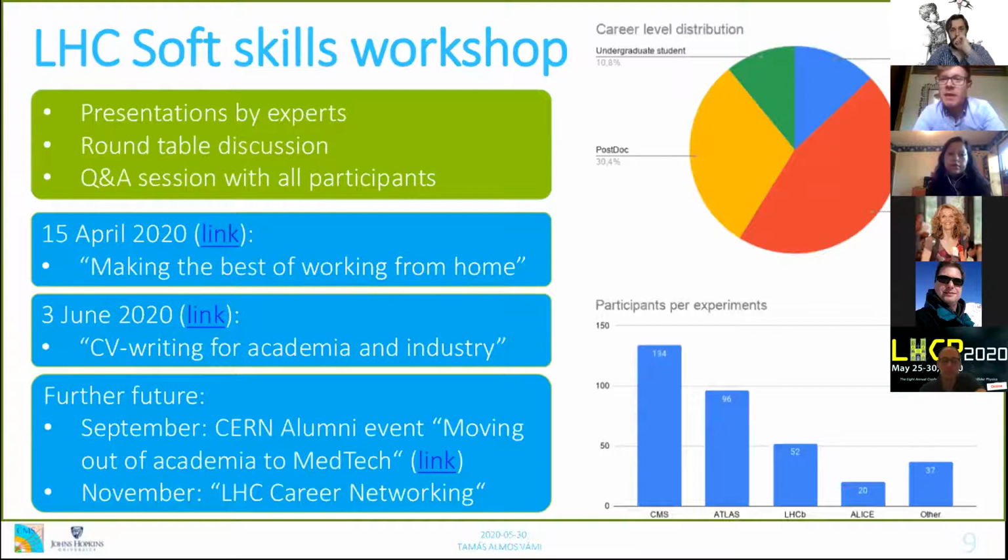I brought two plots here. The top one is the career level distribution. You see that half of the participants were PhD students, and we decided to open it up. The original idea was that this is for the juniors, but we opened it up to anybody. So you can see that we actually had 12% of seniors attending the event as well, which is about the same percentage as the undergraduate students.